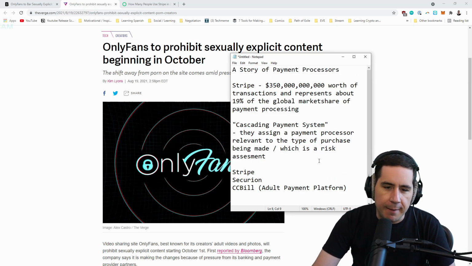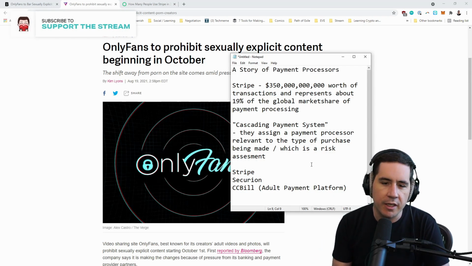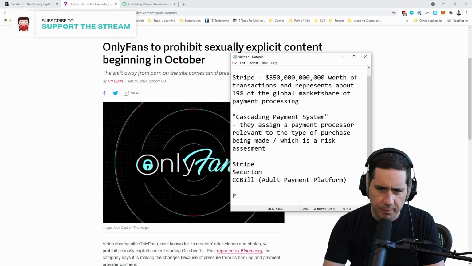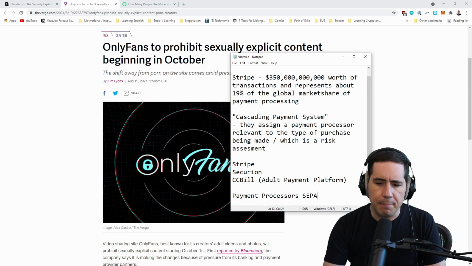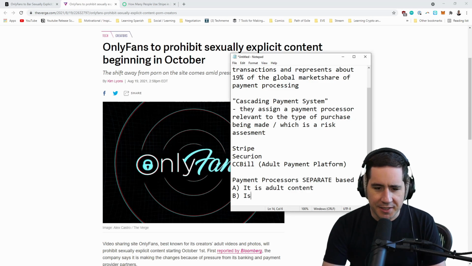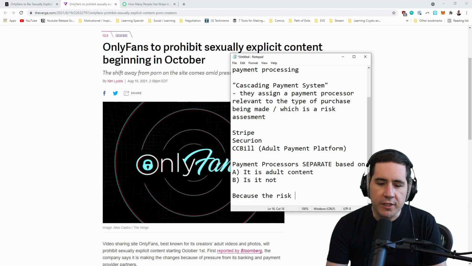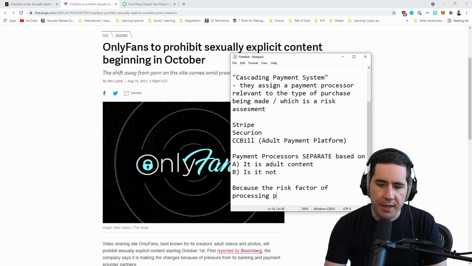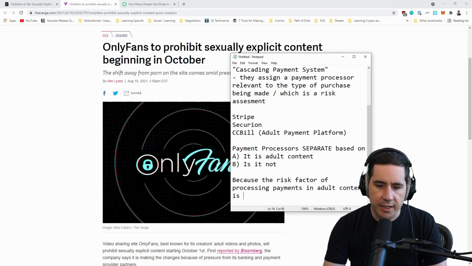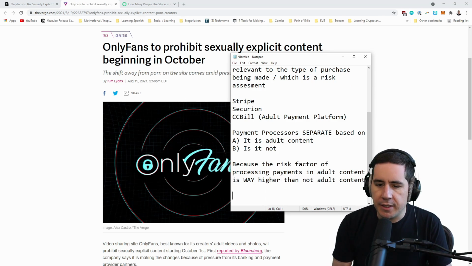So what's happening now is that payment processors basically separate, and let's go into the basics here. Payment processors separate based on A, is it adult content, or B, is it not? Why do they do this? Well, because the risk factor of processing payments in adult content is way higher than not adult content.